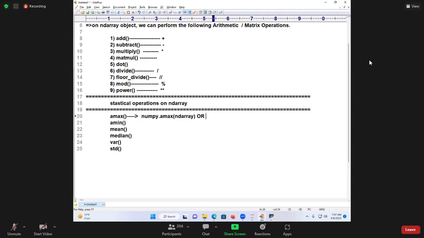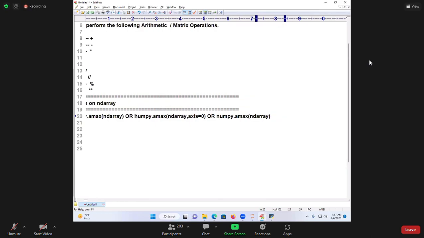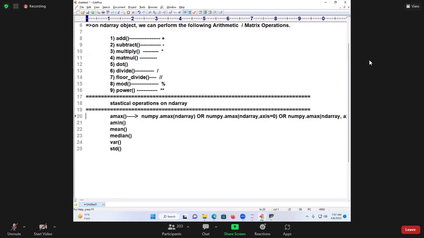Or what is the another syntax? NP dot A max of ND array, axis is equal to 0. One more is called what? Or I can say ND array, axis is equal to 1. This is our data. Are you able to get it? So this is the data.